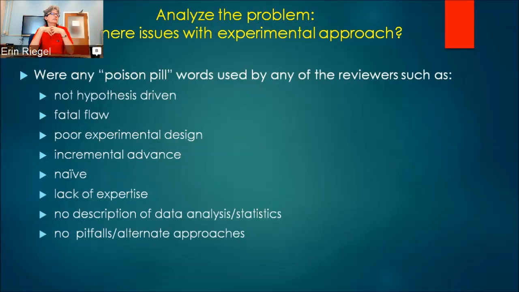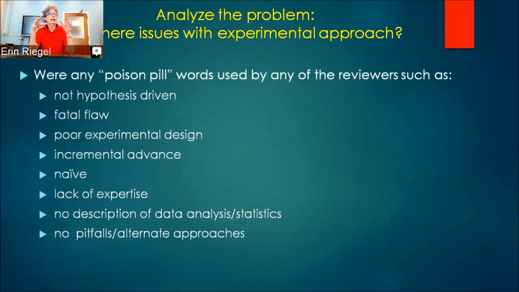However, in my field, a common poison pill is that the application does not provide pitfalls or alternate approaches. How can your data mislead you? How can the experiments not work? What are you going to do under those circumstances? Sometimes you can get this comment when you included the information, but you included it at the end of an aim instead of proximal to where you described the experiment.